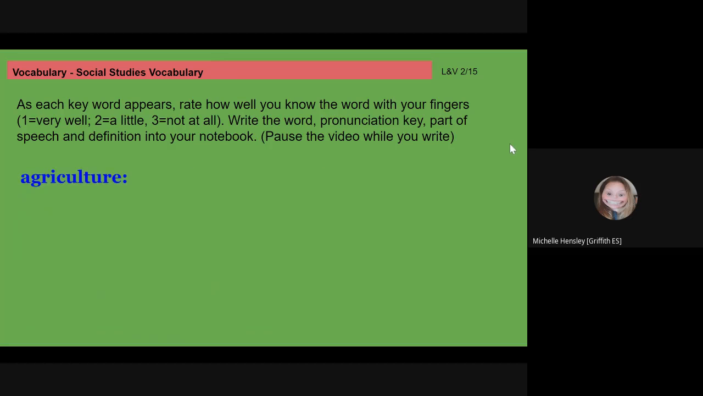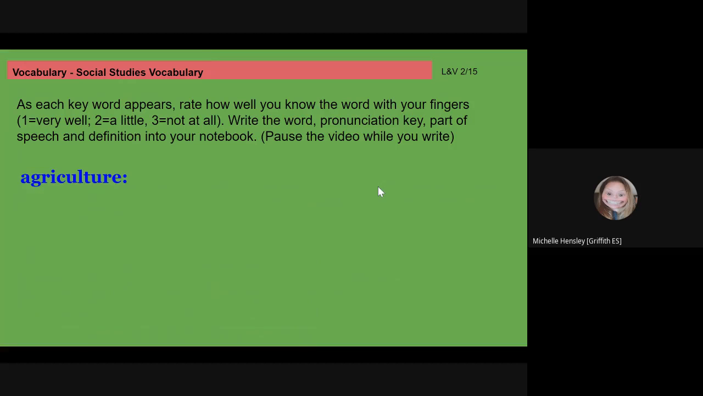First word, agriculture. That's a long one. Agriculture, agriculture. How well do you know that word? Is it a 1? Could you tell me what it means? A 2, maybe you've seen it before, you've read it before, but you're not quite sure. Or a 3, this is a completely new word for you.